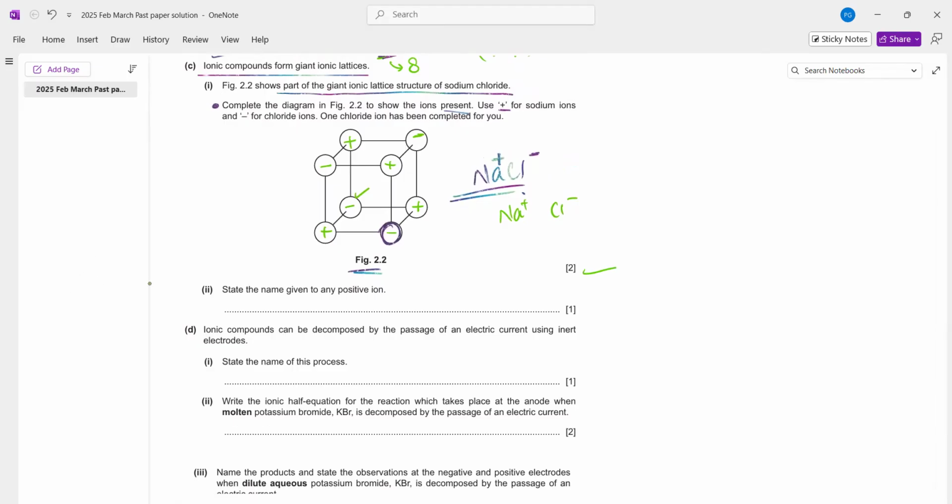Now they're asking us to state the name given to the positive ions. That's so simple. Do we not know that cations are positively charged ions? If we don't remember this, we can remember it with this mnemonic which says cations are positively charged. This is how we can remember it. Cations are positive.